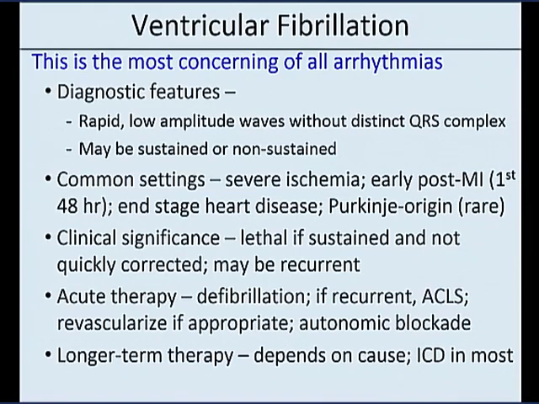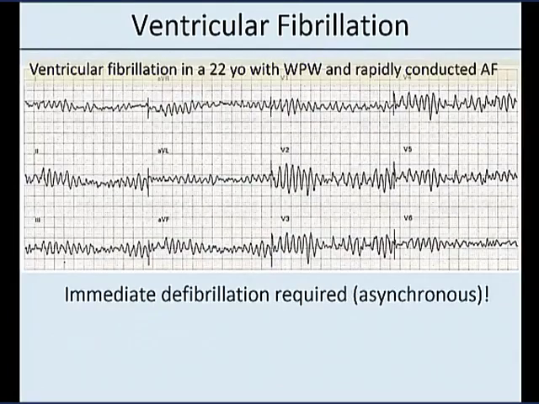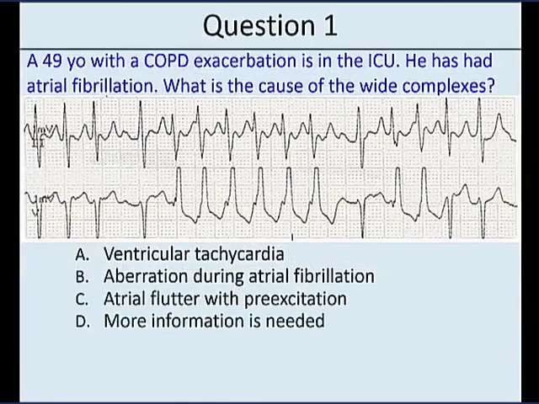Obviously, defibrillation is important first. Do your ACLS, revascularize if the shoe fits. Autonomic blockade may be necessary, maybe you need stellate ganglion blockade. Really involved stuff if it's recurrent. Long-term therapy certainly depends on the cause. Here is a 12-lead ECG of ventricular fibrillation. Don't get this too often. This is a person with WPW who degenerated into VF, was nice enough to stay there long enough for us to get a 12-lead ECG and then do asynchronous defibrillation.